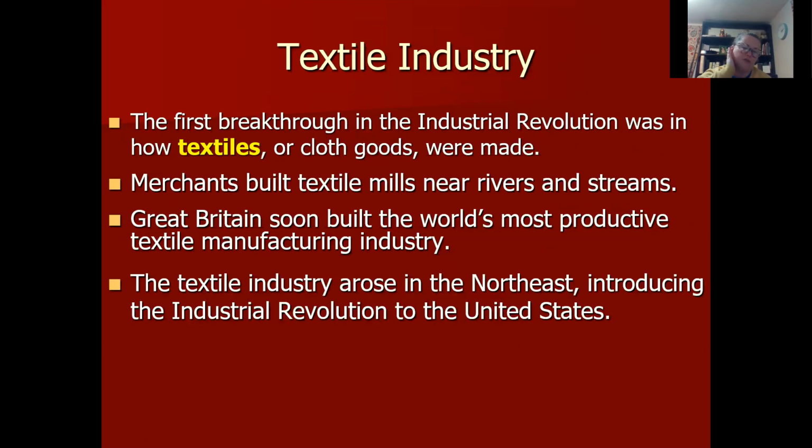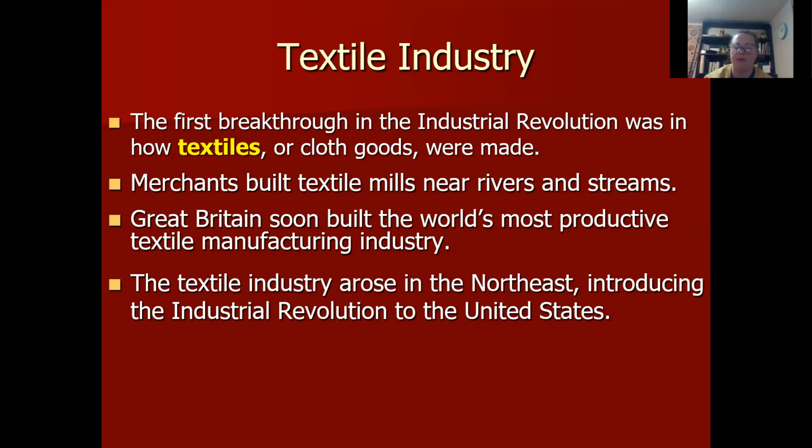The textile industry. So the first breakthrough in the Industrial Revolution was in how textiles or cloth goods were made. Merchants built textile mills near rivers and streams. Great Britain soon built the world's most productive textile manufacturing industry. The textile industry arose in the Northeast, introducing the Industrial Revolution to the United States. So originally, these had to be near water. Why? Because it was water that powered the factories, okay? So we'll see in a minute how that changes and leads to urbanization as steam becomes a new power source.